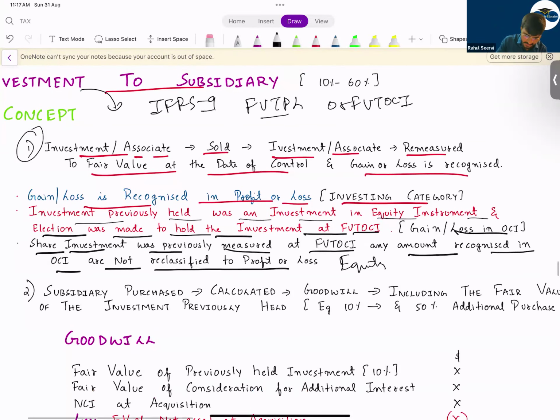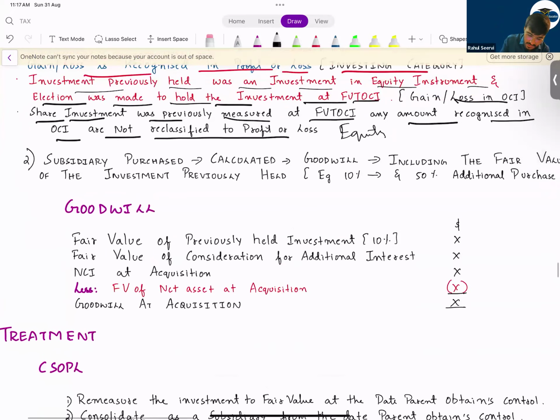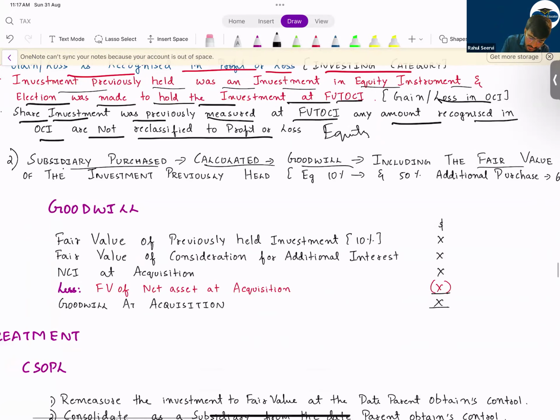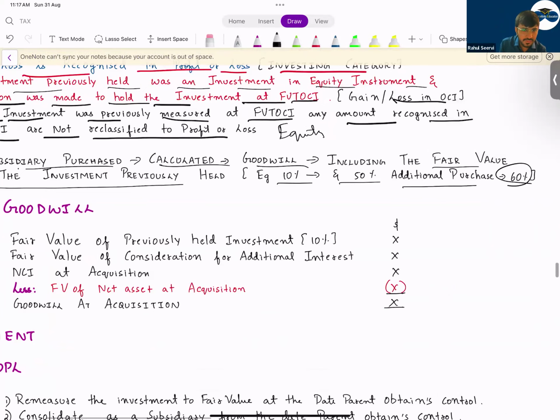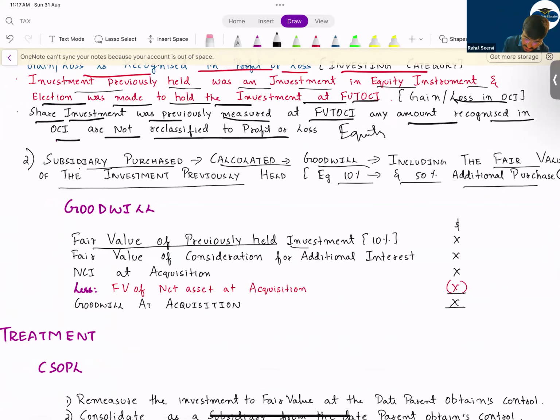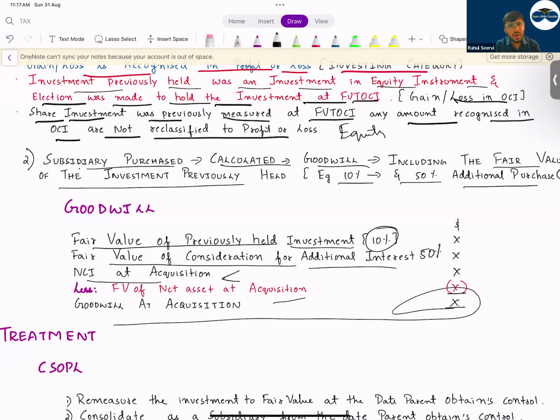Sir, how do we calculate here? See now the calculation. A subsidiary is purchased. Calculate goodwill, including the fair value of the investment previously held. From 10% with an additional 50%, total is 60%. So the fair value of the previously held investment is 10%, plus the fair value of the consideration paid to acquire the additional 50%. Then NCI at the date of acquisition depends on two methods: fair value or proportion of net assets. Less fair value of net assets at the acquisition date. Then you will get goodwill at acquisition. Then normal consolidation on the day control is achieved.